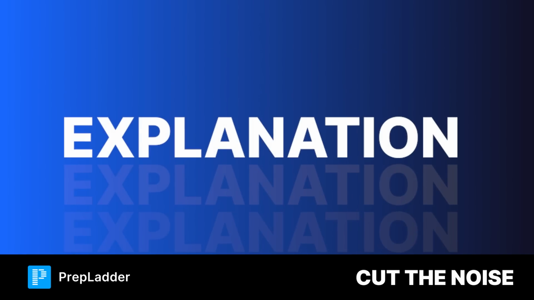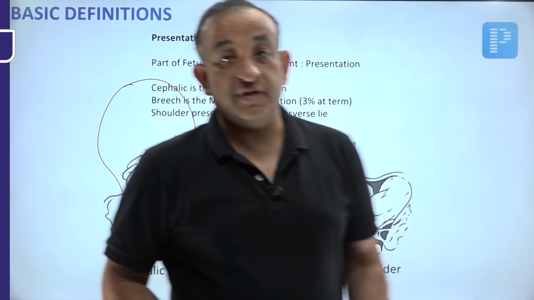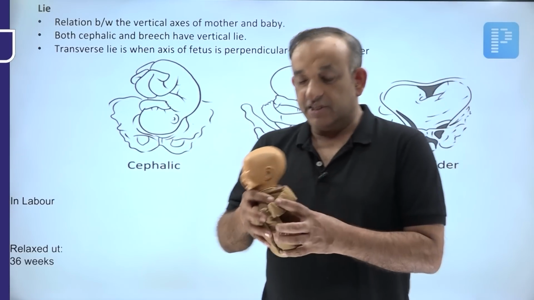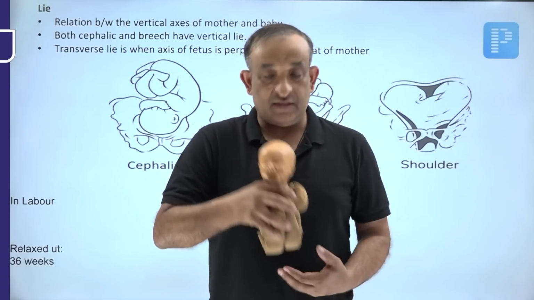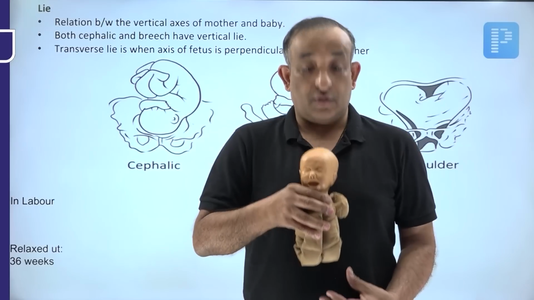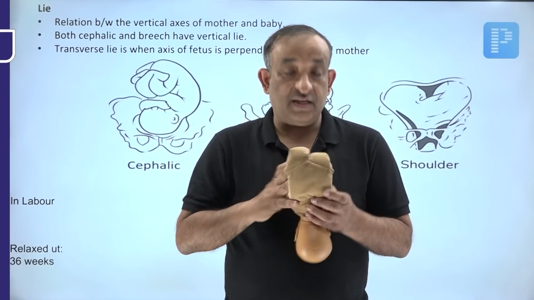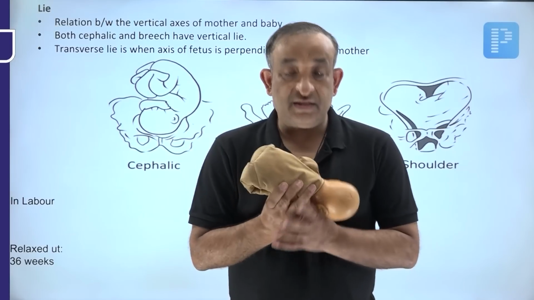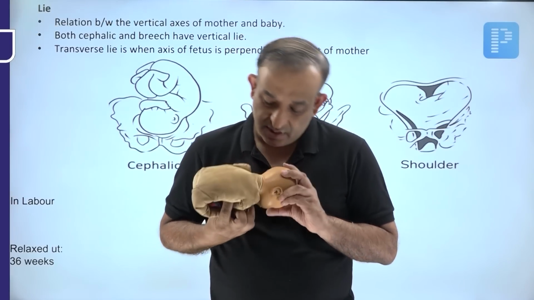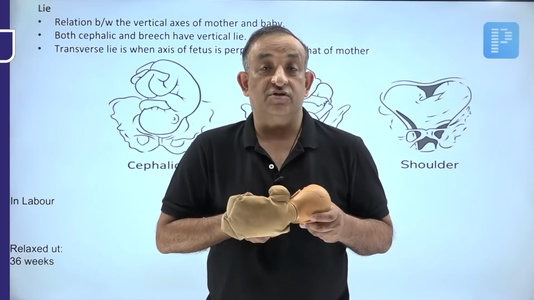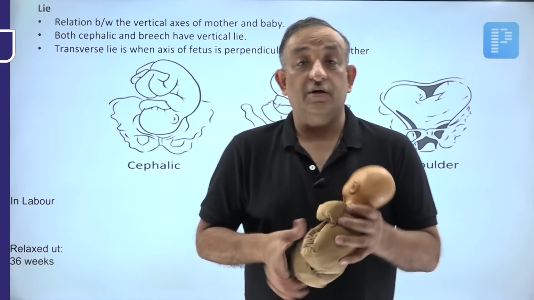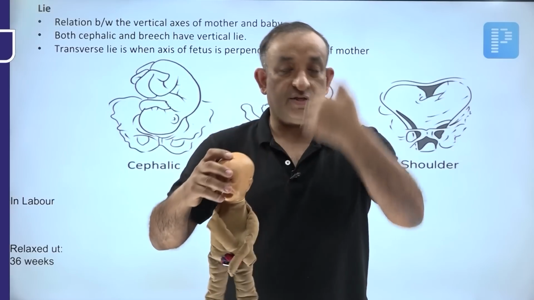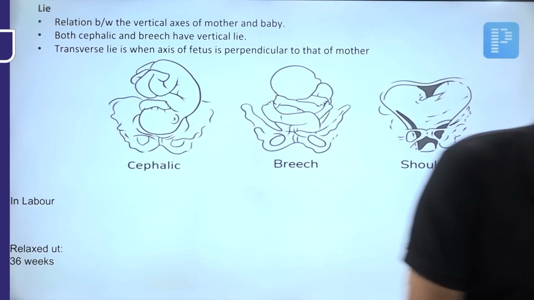Here's the explanation. So what is the lie of the baby? Lie of the baby is the vertical axis of the baby in relation to the vertical axis of the mother. Suppose I am the mother and this is the baby. Look, this is the vertical lie, although this is a breech presentation. This again is a vertical lie in a cephalic presentation, and this is a transverse lie. Now you see the shoulder is in the lower segment in a transverse lie. So the axis of the baby in relation to the axis of the mother is known as a lie, right?